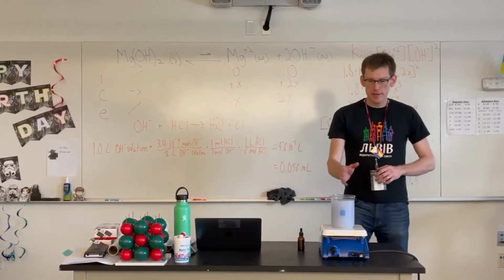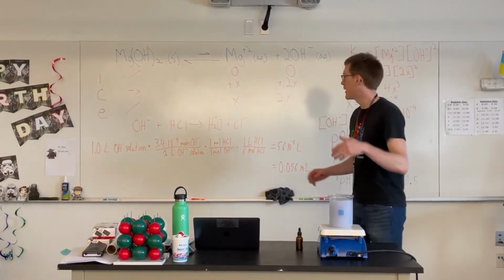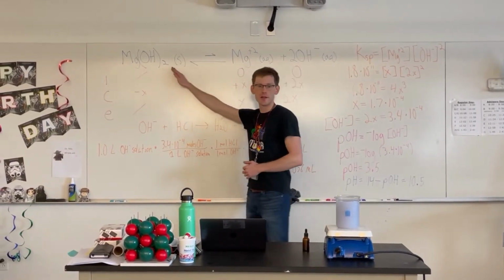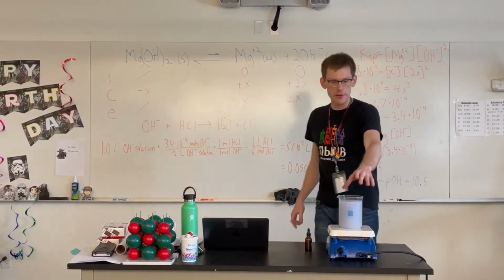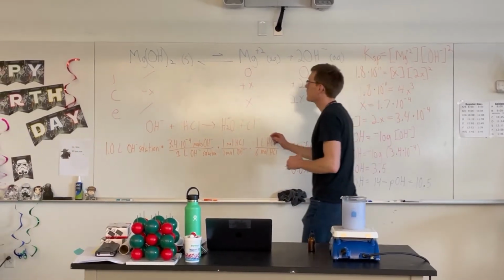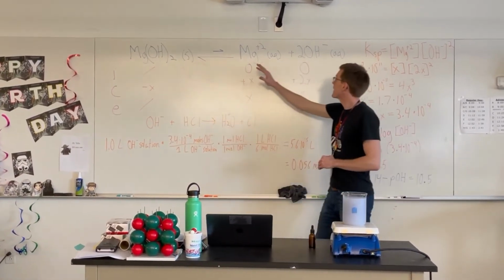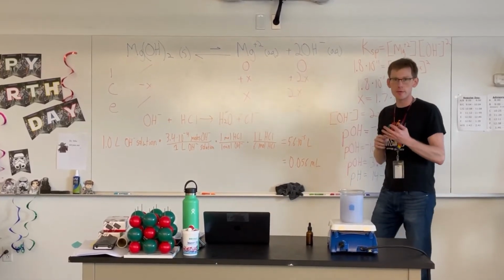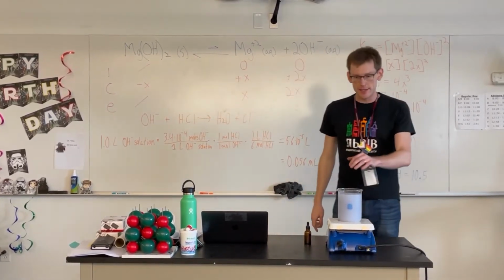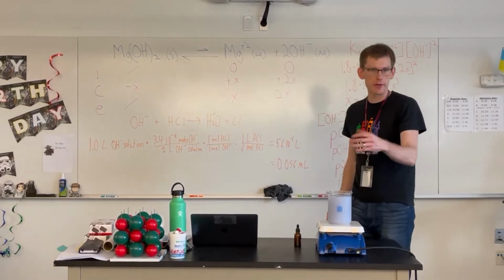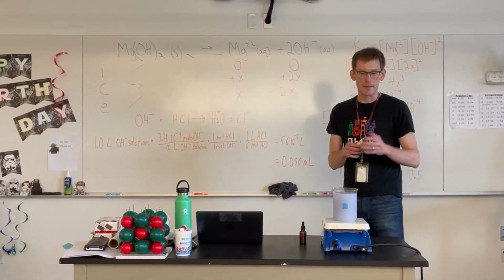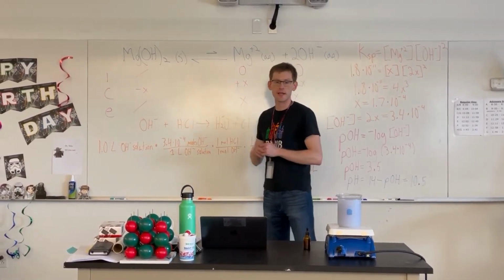All right, so this is some milk of magnesia. This is magnesium hydroxide in the solid state, but there's also some that has dissolved. Milk of magnesia, magnesium hydroxide, is something that is slightly soluble in water. And so you can see this solution is cloudy because there's some solid particles suspended in it.